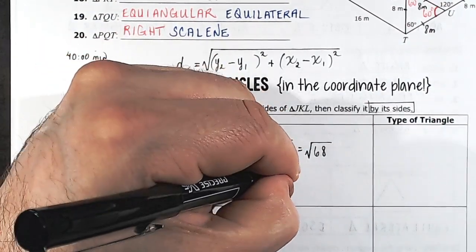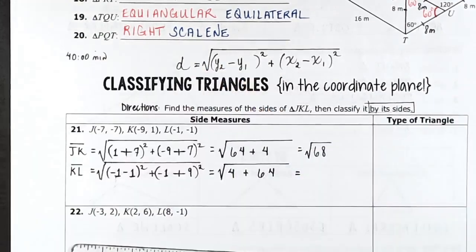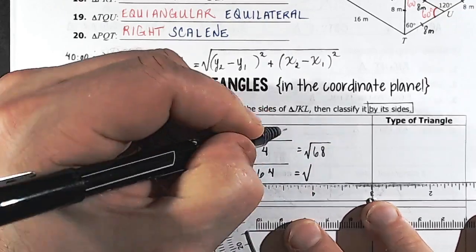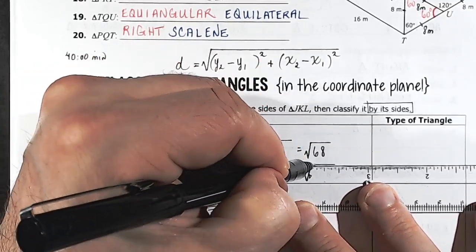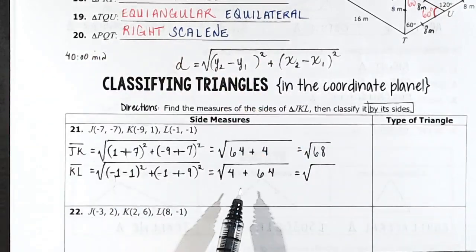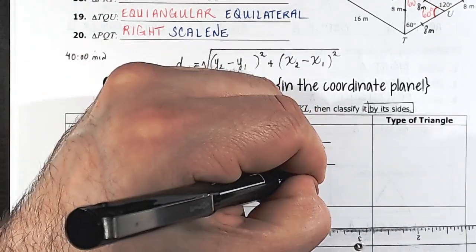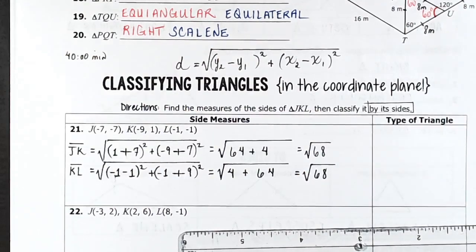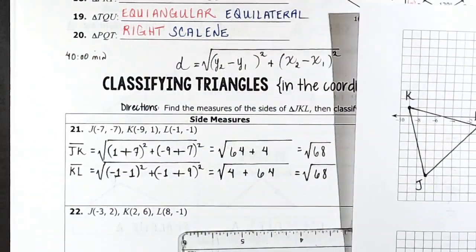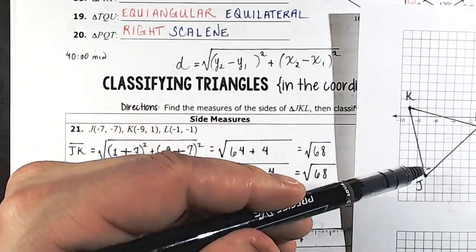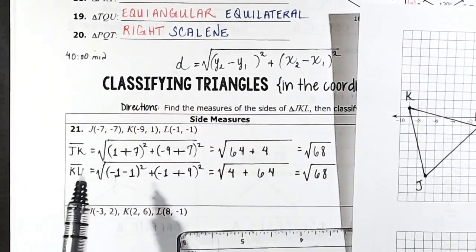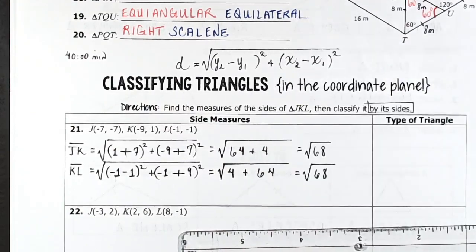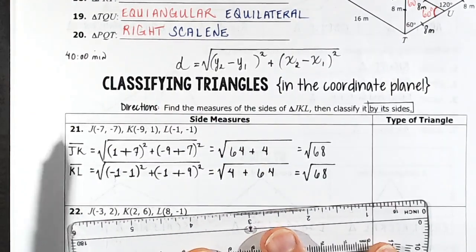Okay. Now I'll write an equal sign and further simplify by adding those two elements underneath the radical sign together. 4 plus 64 is 68. So this side length, KL, is also square root 68. So now I know that JK is square root 68 and KL is square root 68. All that's left is for us to find JL.